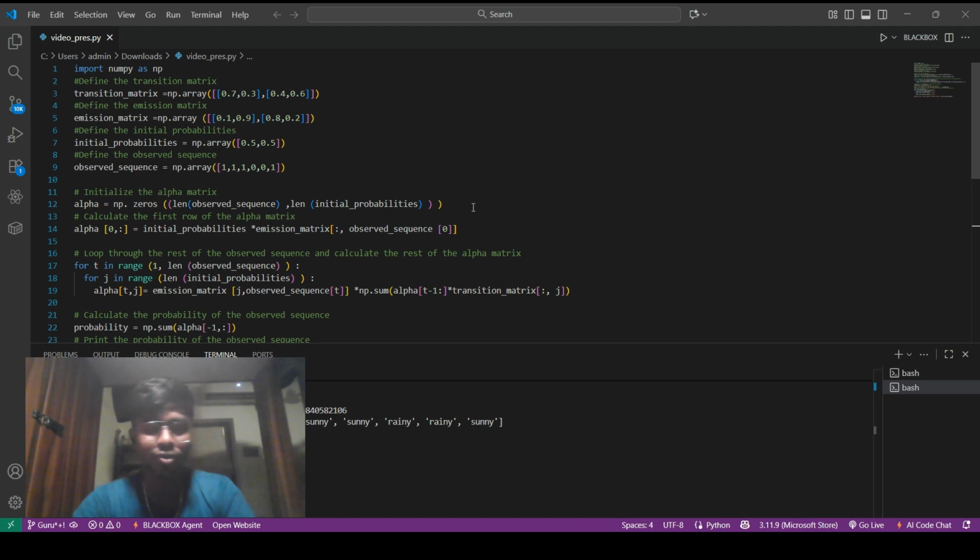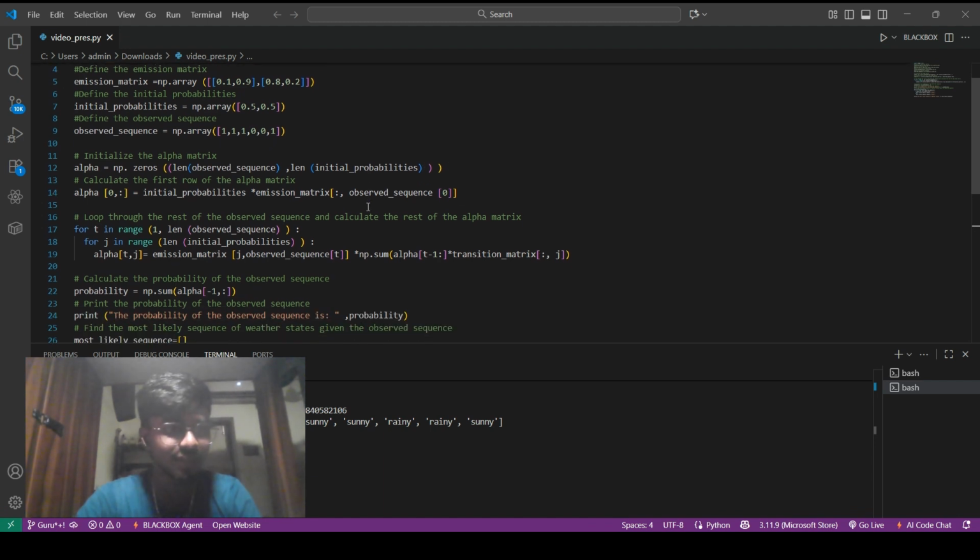In this, the most likely sequence is used to identify the sequence of the hidden states, sunny or rainy. What are the most likely for each observation? In this program, we can see the output.